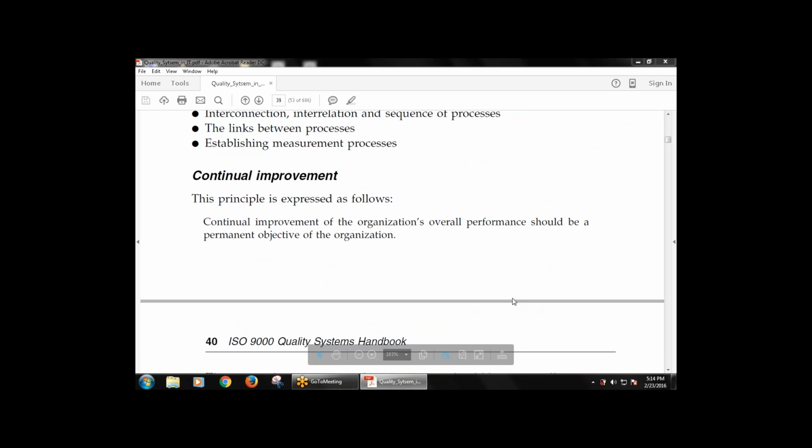So we are back from the break. Now let's start the session again. The next principle that is available is continual improvement. There is a continuous improvement in the processes, in the process, labor, whatever the scenario. There is a continual improvement.